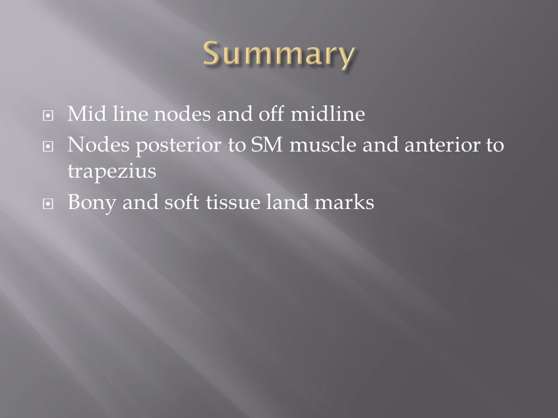Midline nodes include 1A, 6 and 7. Off midline nodes include 2, 3, 4, and posterior to the sternomastoid are levels 5A and 5B. And the bony and soft tissue landmarks to be remembered include the hyoid bone, skull base, cricoid cartilage, manubrium and clavicles. And the soft tissue landmarks include the anterior belly of the digastric, submandibular salivary glands, and sternomastoid and trapezius muscles.